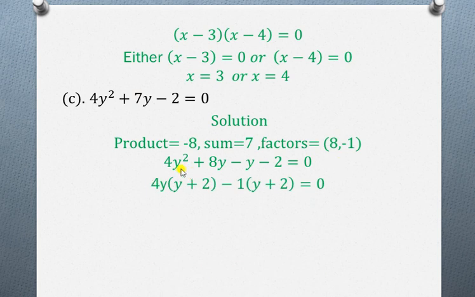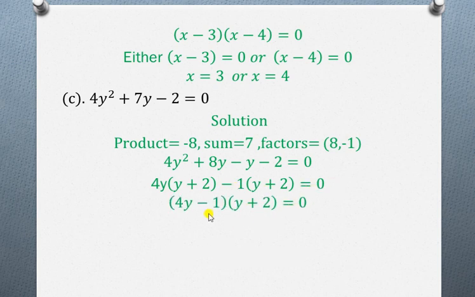Next step is factorization. In this pair of terms, the common factor is 4y. So we remain with y plus 2. Between this and this, I see a common factor as negative 1, though silent. So pull out negative 1, you remain with y plus 2. There is again a common bracket. So because of the common bracket, when you factorize it out, you remain with 4y minus 1 equals to 0.